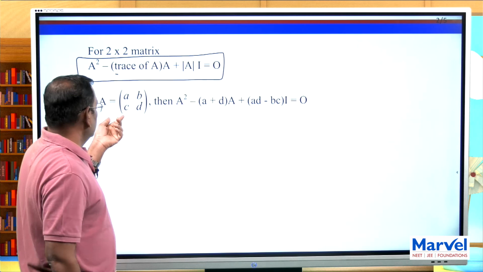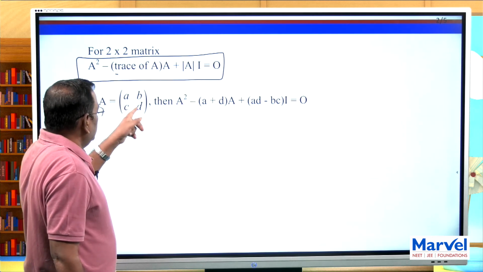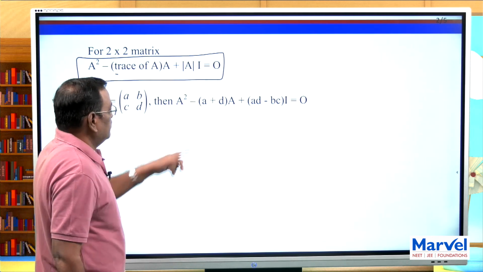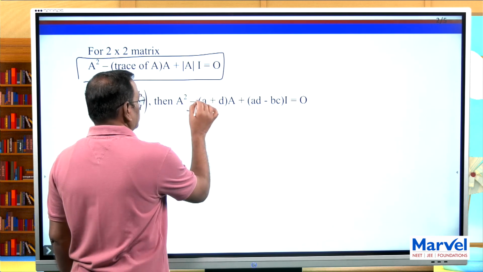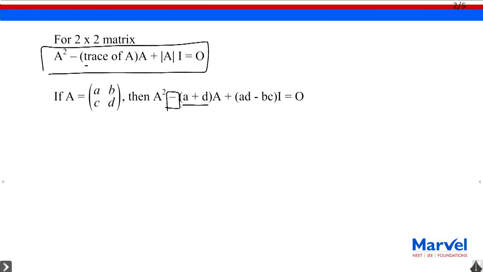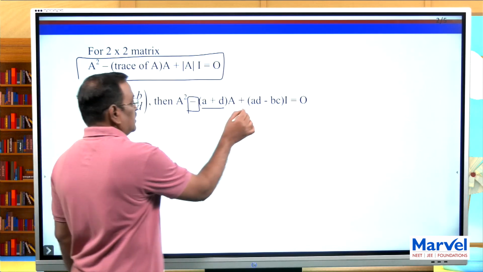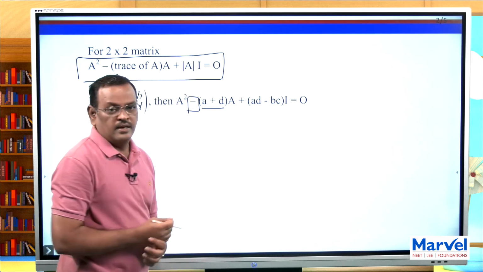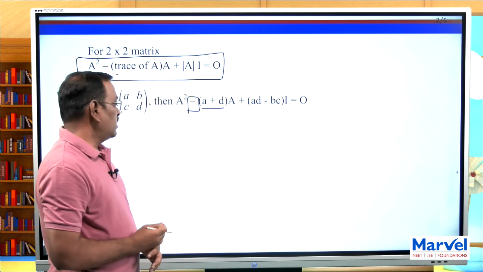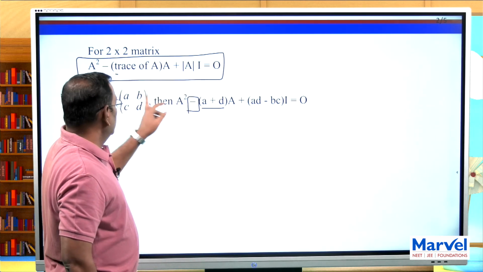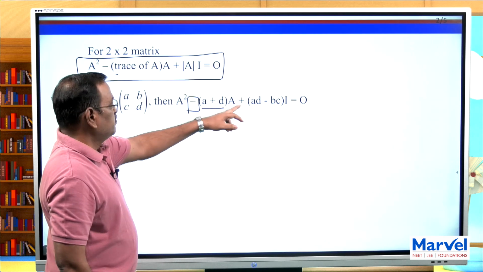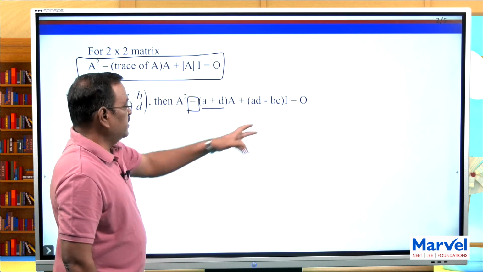For that I gave one simple example. Trace of A means a and d, a plus d. Very important, this is a minus sign: minus trace of A, a plus d, into A, plus determinant of A. What is determinant of A? AD minus BC, into I. So A square minus sum of the diagonal elements into A plus determinant of A into I.